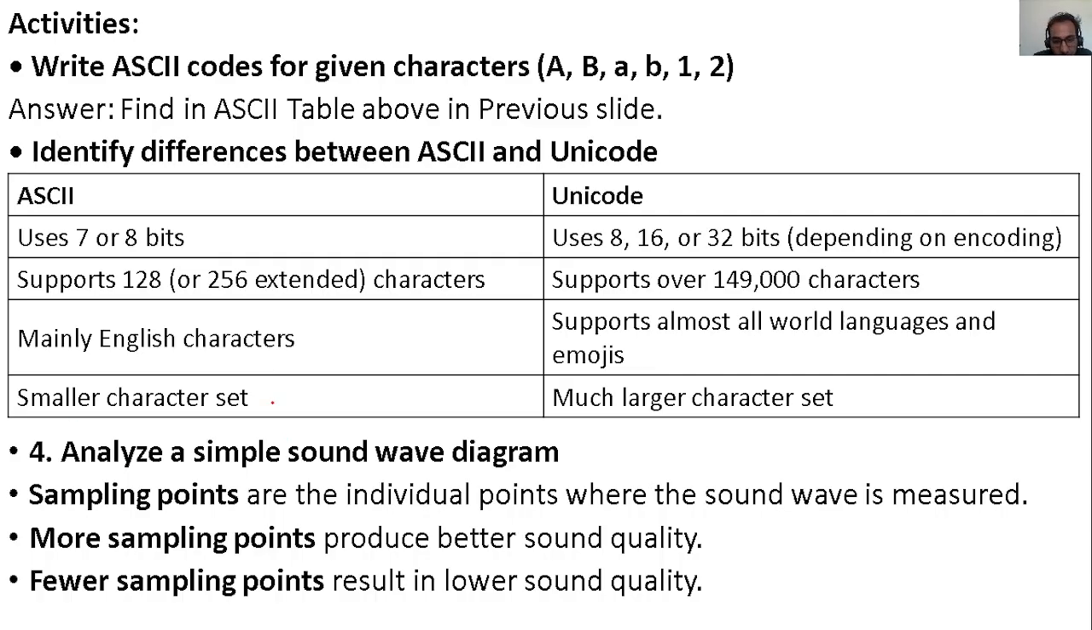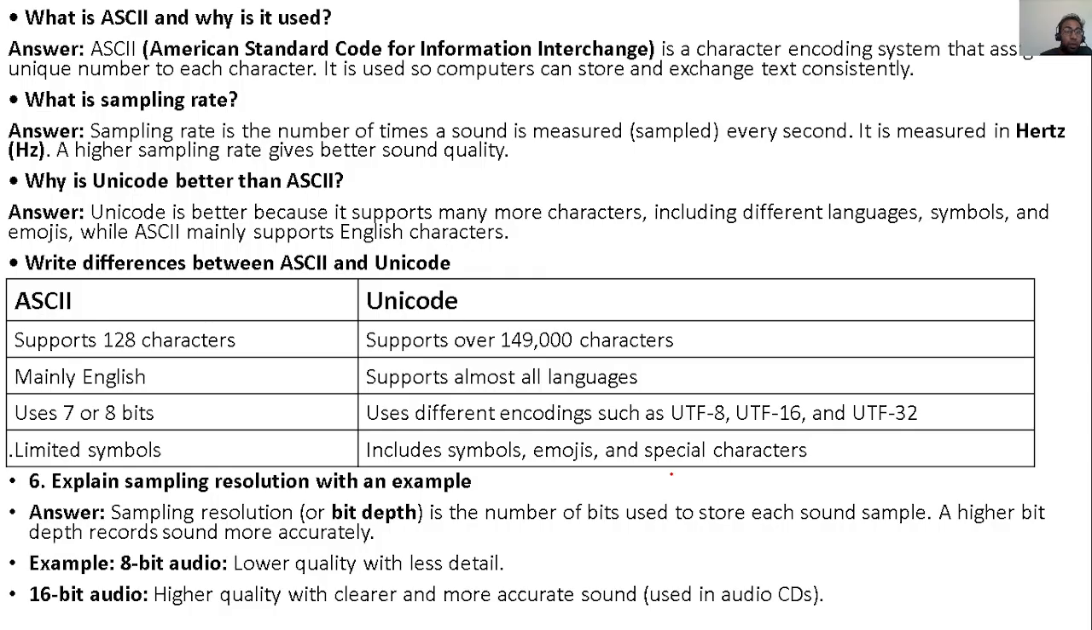Analyze a simple sound wave diagram. Now, if we analyze a simple sound wave diagram, how do we do that? We take the sampling points from the wave. This is our wave. We take the sampling points from each side. This point. So this is what we are doing, sampling. More sampling points, definitely better sound quality. Fewer sampling points result in lower quality of the sound.